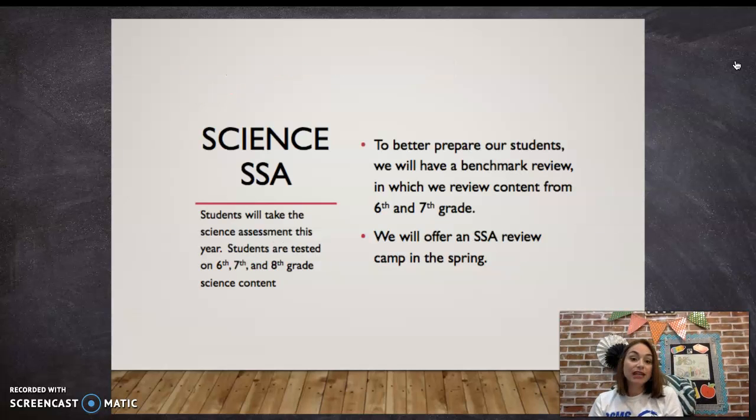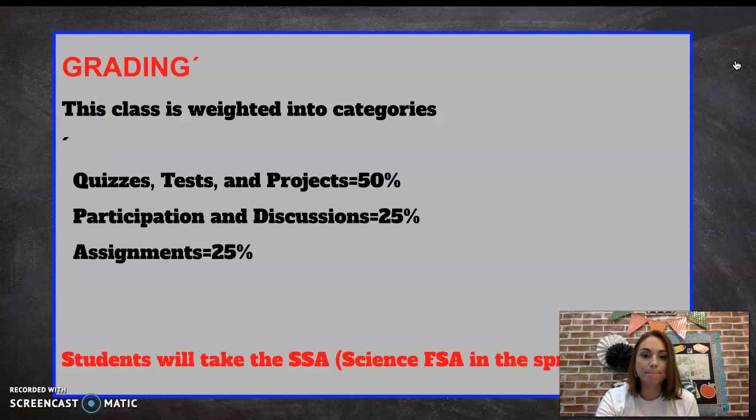Our students do take the SSA this year. The SSA is the Science FSA. It does cover all of the science that students have learned from 6th, 7th, and 8th grade. We do a review before we take that exam in the spring, so I will review content with them from 6th and 7th grade so that they're prepared to take that exam.